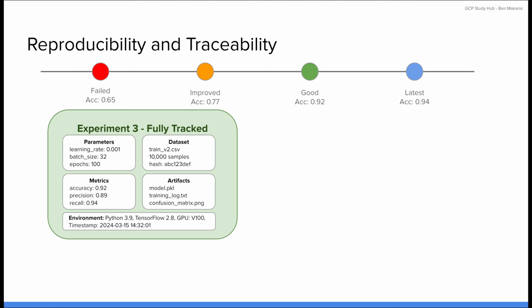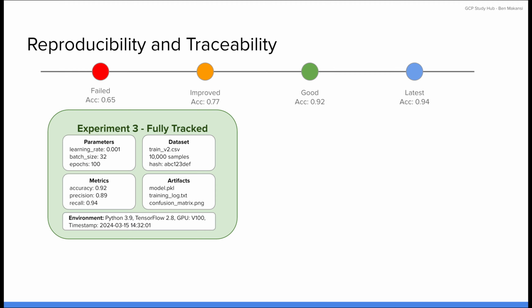When all of this is captured, it gives you a clear way to go back and to understand exactly how a particular model was produced. You can reproduce the results later if needed. You can compare them to other runs. You can share them with collaborators, team members who want to understand the changes.